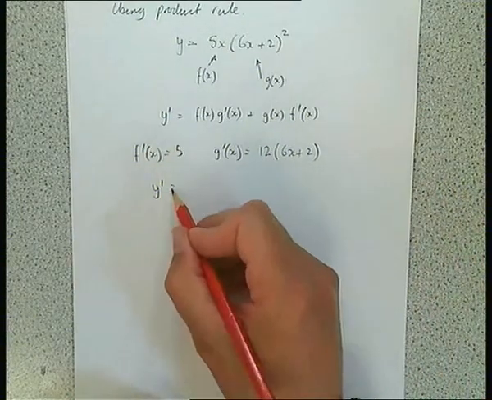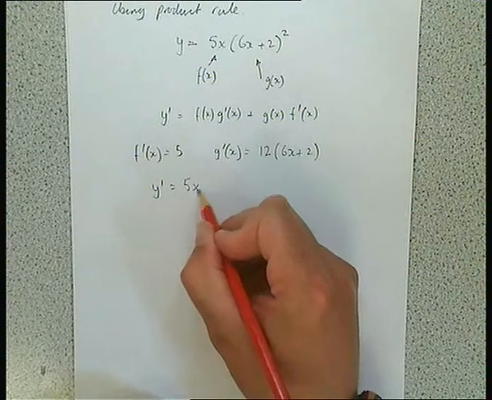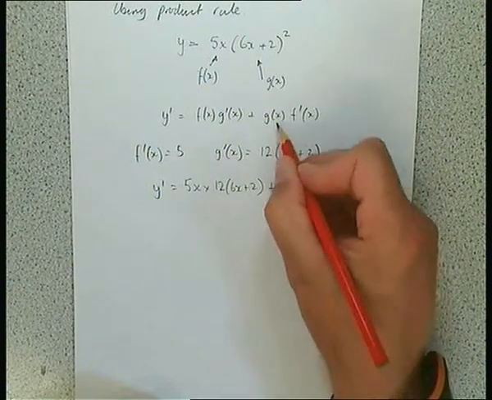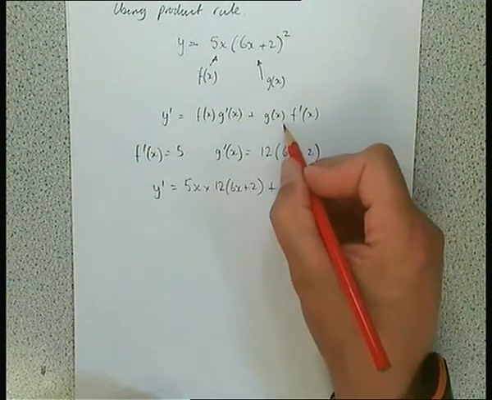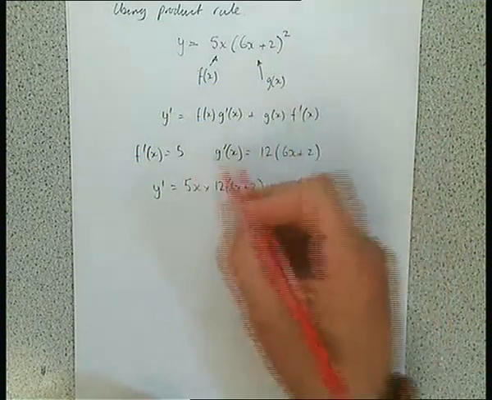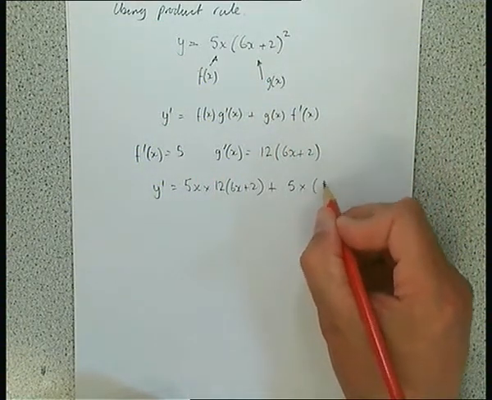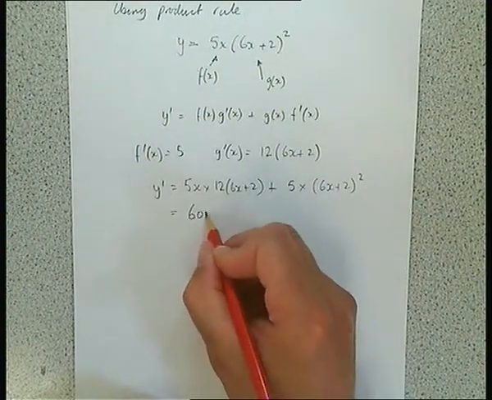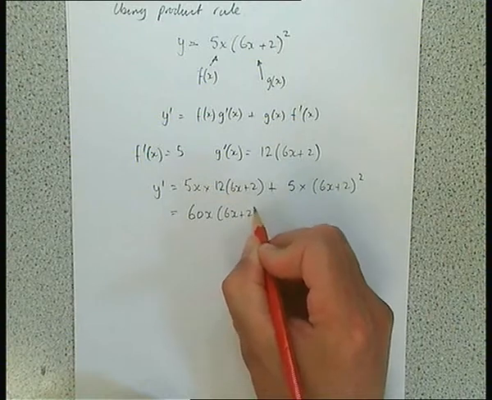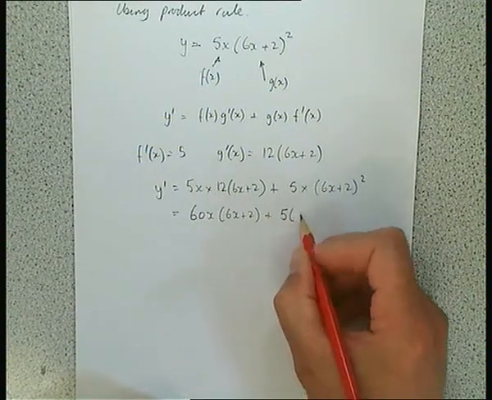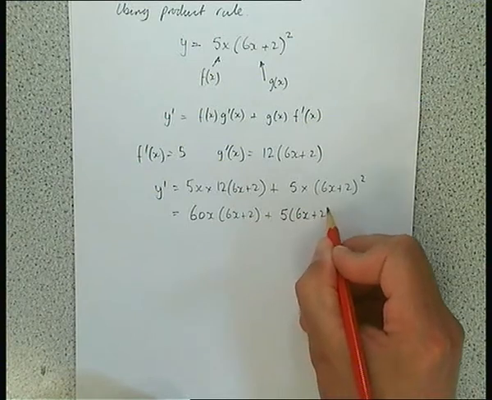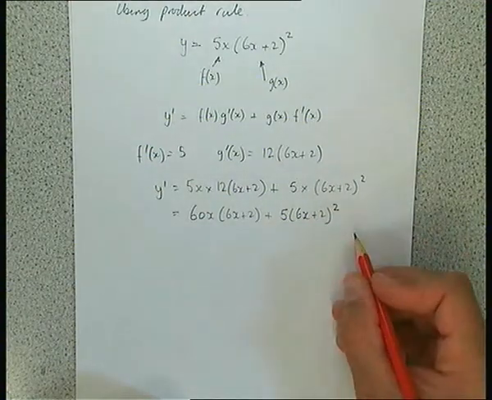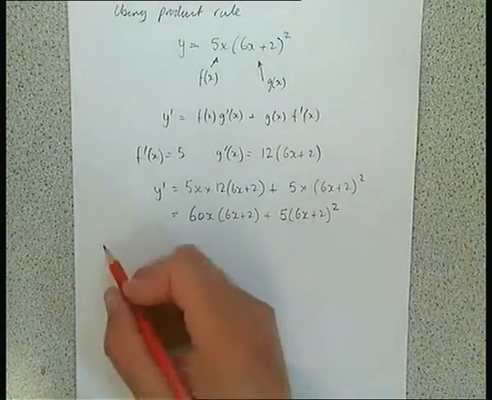So the differential, or dy by dx, is equal to f of x times g dash of x, which is 5x times 12(6x + 2), plus g of x times f dash of x. Sorry, g of x is that, f dash of x is 5 in this case, so 5 times (6x + 2) squared. And so this is 60x(6x + 2) plus 5(6x + 2) squared. And that's it. It's fairly simple, not too difficult.